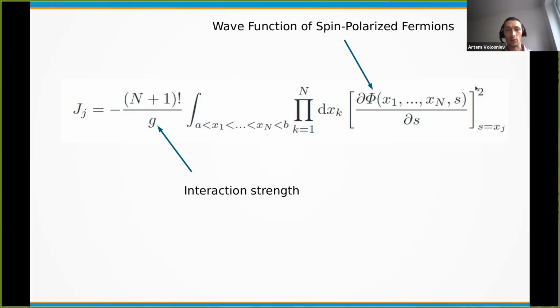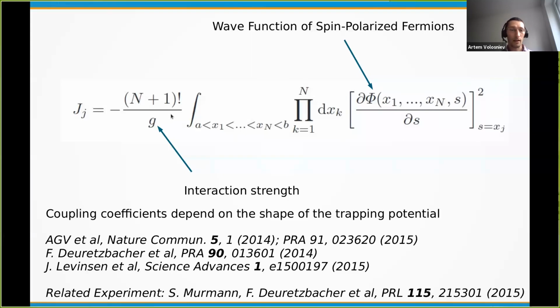So basically you have one bit that knows just about the shape of the external potential, and the interaction strength here is a factor. Okay, so the coupling coefficients depend on the shape of the trapping potential. One could use that to think of how to design a proper homogeneous spin chain, say, but it's not actually the topic of my talk. I just want to refer to these papers and mention the related experiment where this mapping was used to quantify the experiment.